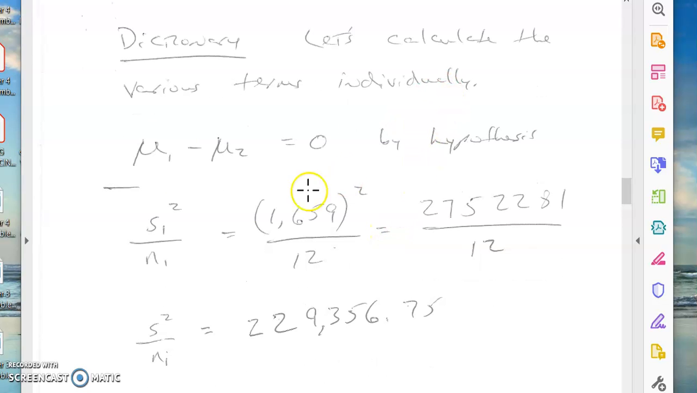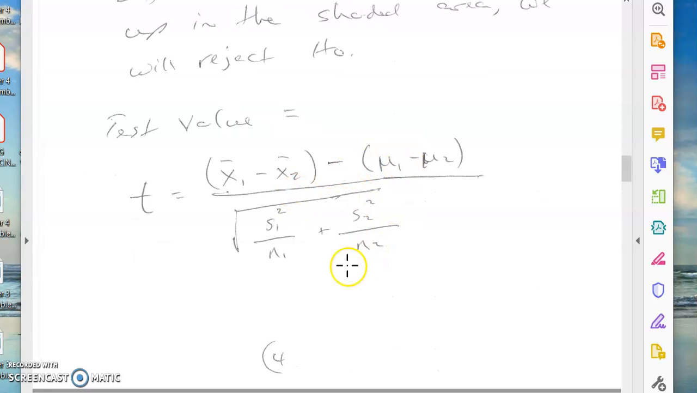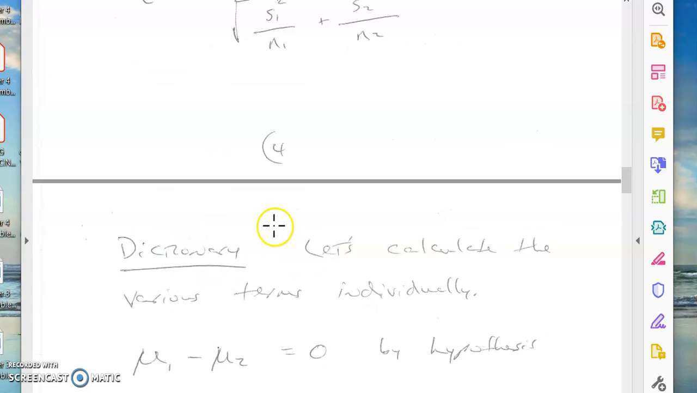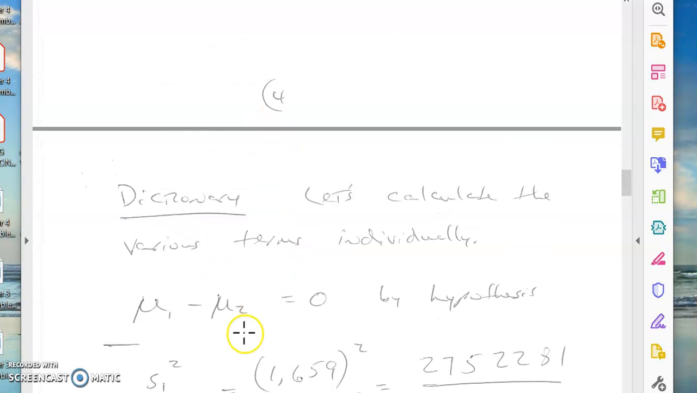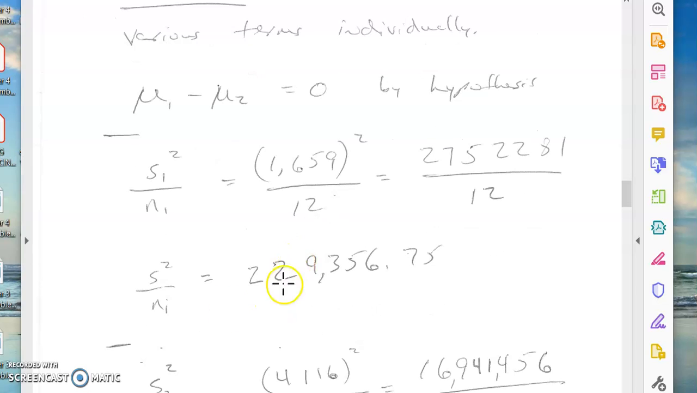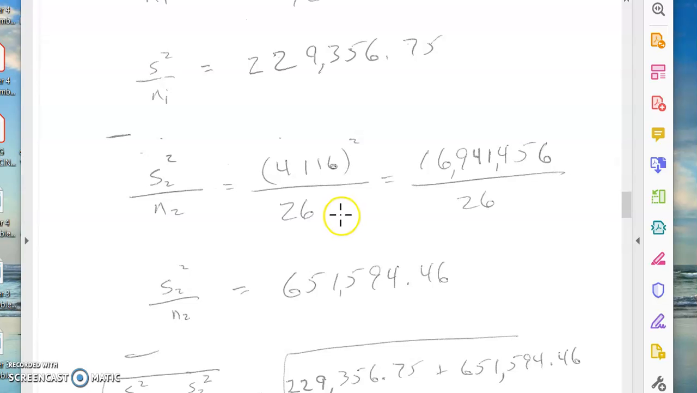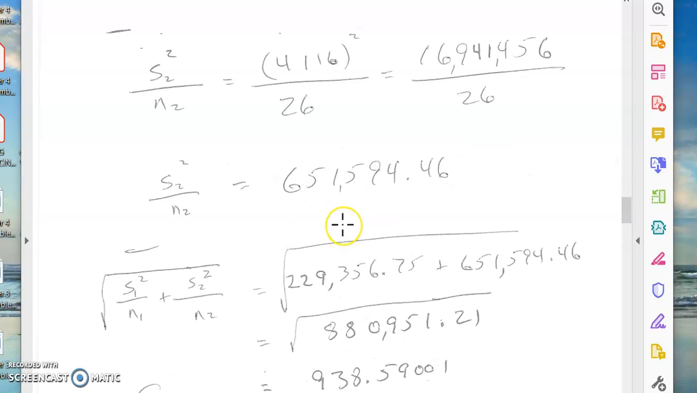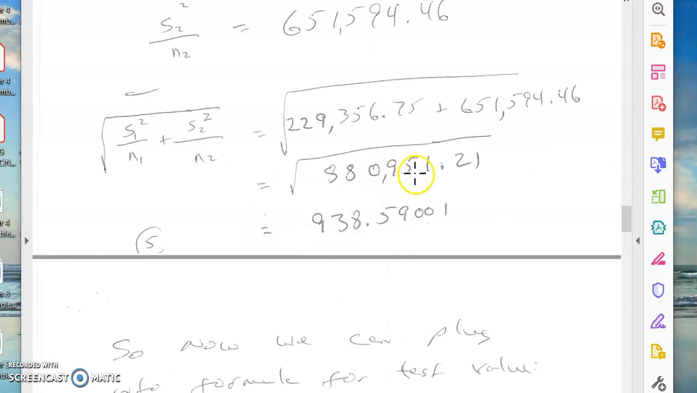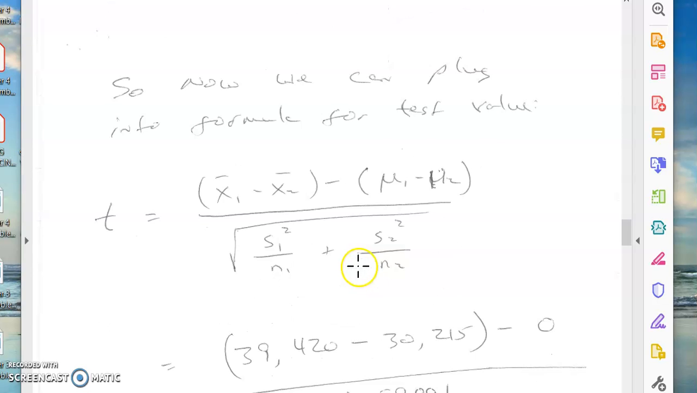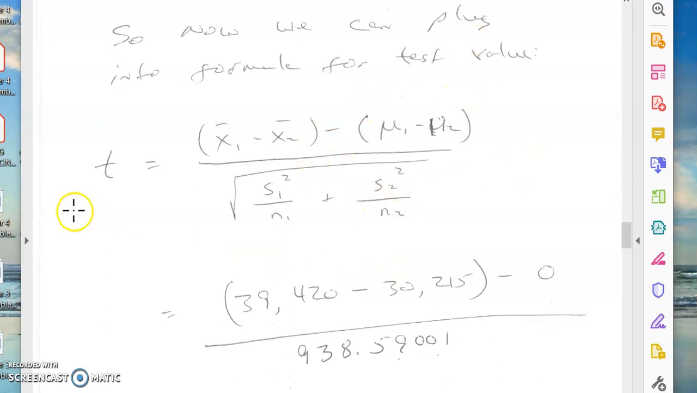So we're going to calculate them individually. Mu1 take away mu2 is 0. That's our hypothesis. This guy right here is this guy. It's just a matter of plugging in the numbers. We come up with numbers. You can pause the video if you need to look at this. Then we add them up, take the square root, and there it is. So now we have all of the various terms that we need. We plug everything in to what we started with.